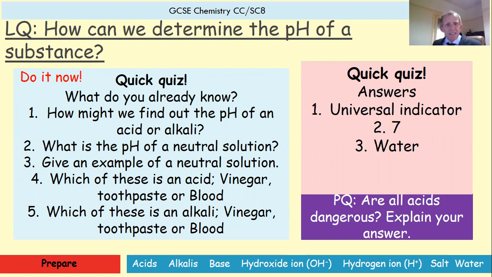Which of these is an acid? Vinegar, toothpaste, or blood? In this instance, it is vinegar. Vinegar can also be called acetic acid. And which of these is an alkali? Vinegar, toothpaste, or blood? In that instance, it's going to be toothpaste. As a general rule of thumb, and this isn't always the case, guys, but it's a good rule of thumb, cleaning products, whether they are household cleaning products that you use to wipe your sides down, or soap, shower gel, toothpaste, these are all quite often alkali in nature.